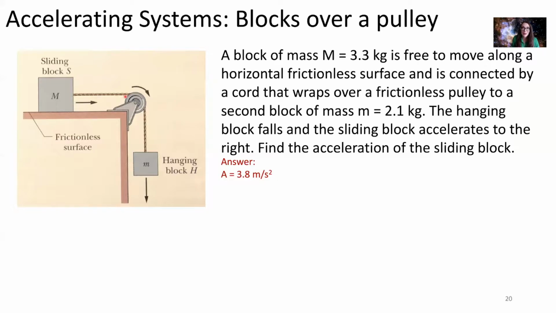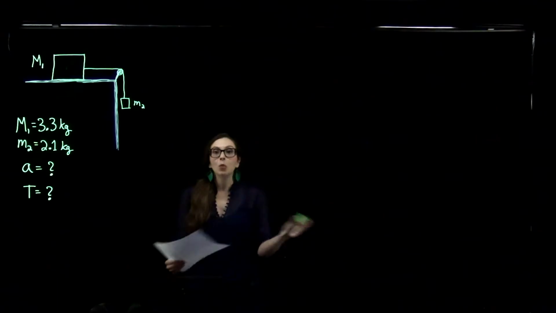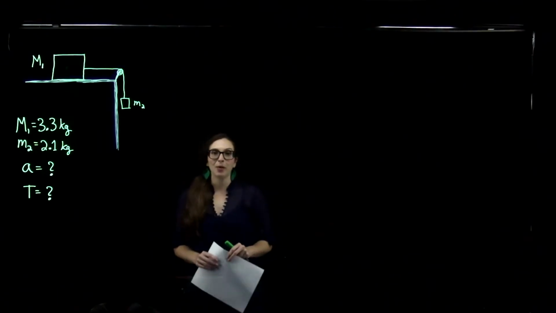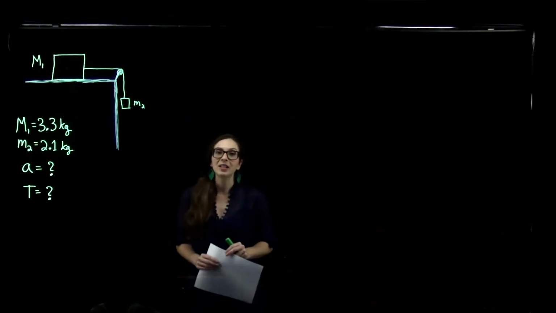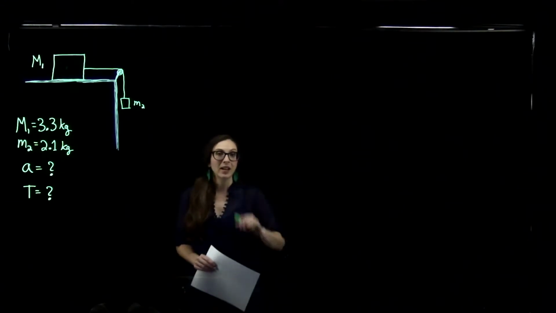I'll give you all the variables, but what we've got is a mass here that's sliding across a frictionless table. It's connected by a cord over a pulley to a hanging block. That block is going to fall toward the ground, and it's going to drag this block on top of it with it. We're going to find the tension and acceleration of this problem, the tension in the cord and the acceleration of these blocks as a system. We're going to solve a very classic problem that we encounter in physics to help us understand Newton's second law.